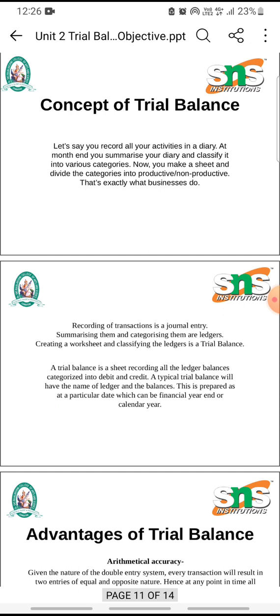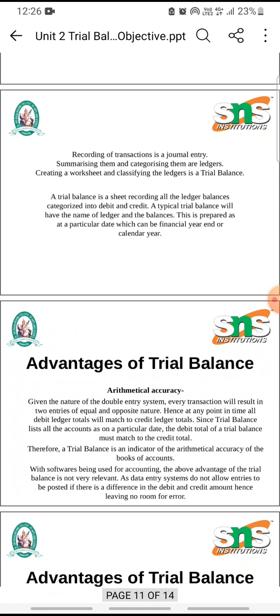A trial balance is a sheet recording all the ledger balances, categorized as debit and credit. A typical trial balance will have the names of the ledgers and the balances. This is prepared as on a particular date, which can be the financial year end or the calendar year end. We have to calculate the financial reporting in a financial year or a calendar year. The financial year ends in March. The calendar year ends in December.